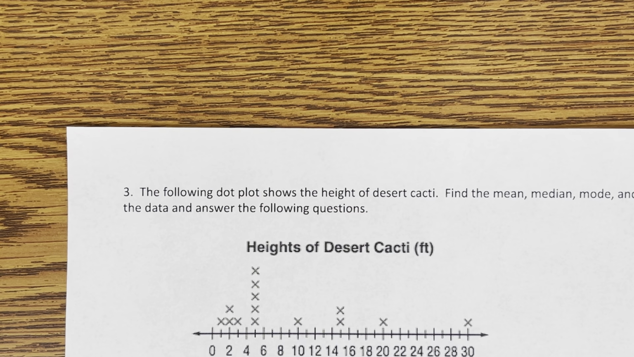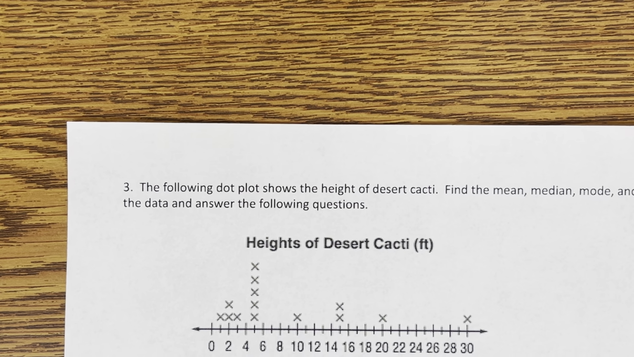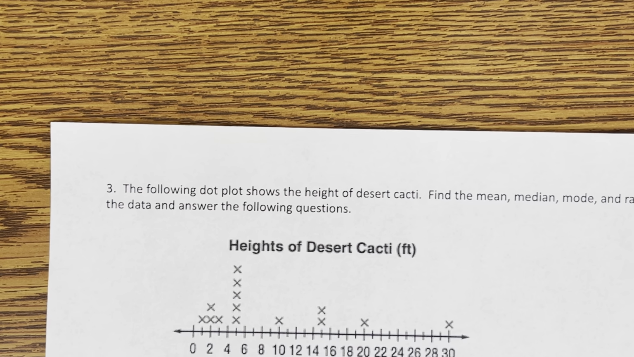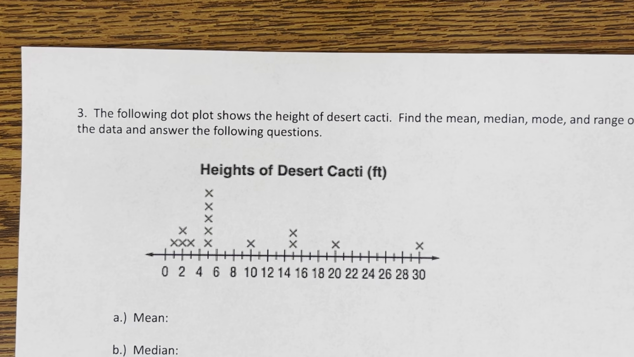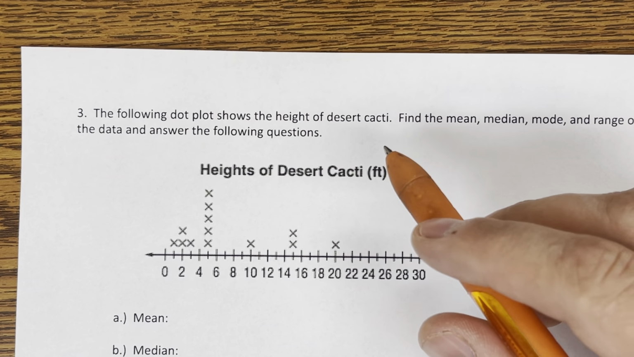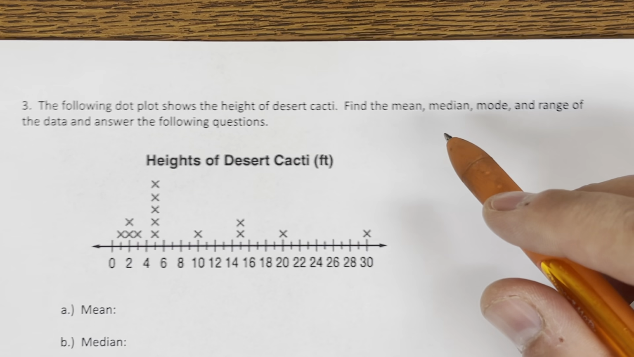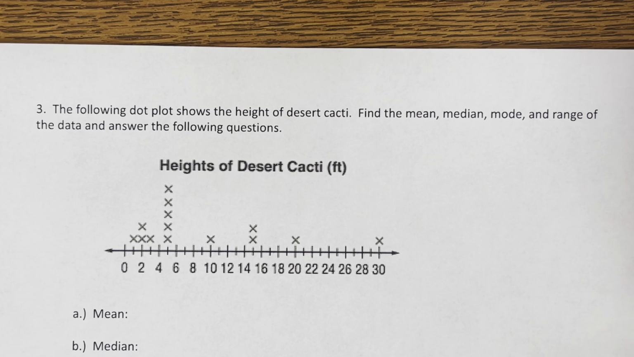When I take a look here at this chart, I have to decipher what numbers I have based off of the heights of the desert cacti. All right, so the following dot plot shows the height of the desert cacti. Find the mean, median, mode, and the range of the data, and then answer the following questions.